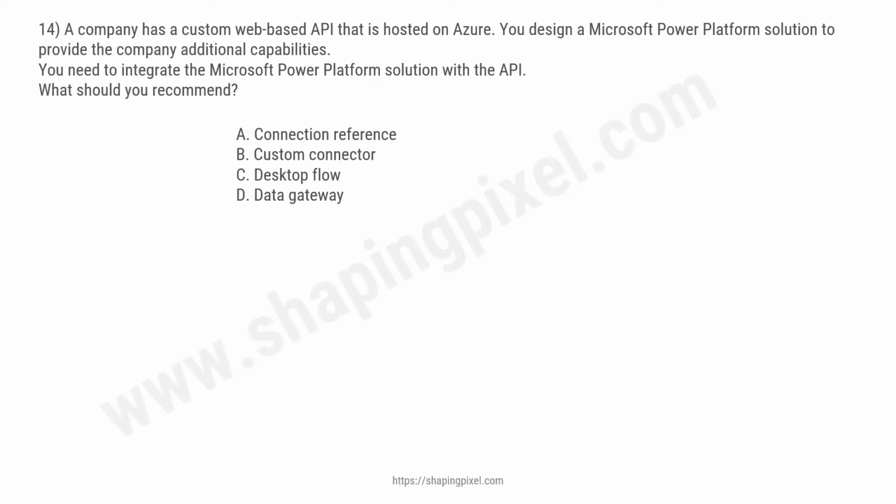Question number 14. A company has a custom-based API that is hosted on Azure. You design a Microsoft Power Platform solution to provide the company additional capabilities. You need to integrate the Microsoft Power Platform solution with the API. What should you recommend? And we have four options: connection reference, custom connector, desktop flow, data gateway. So the right answer here is option B, custom connector.